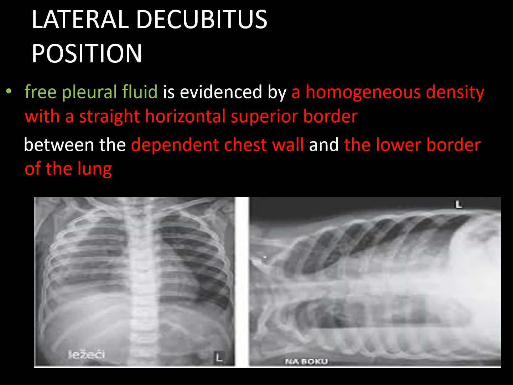Then the lateral decubitus view. This view is done to look for whether free fluid is there or not, or whether the fluid is loculated. If the fluid is free, then that fluid will settle as a horizontal well-defined level due to gravitational force. If it is a loculated fluid, then it will not give rise to such a horizontal level.